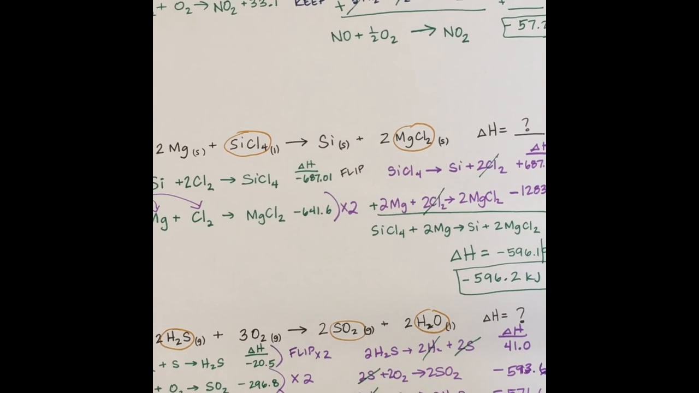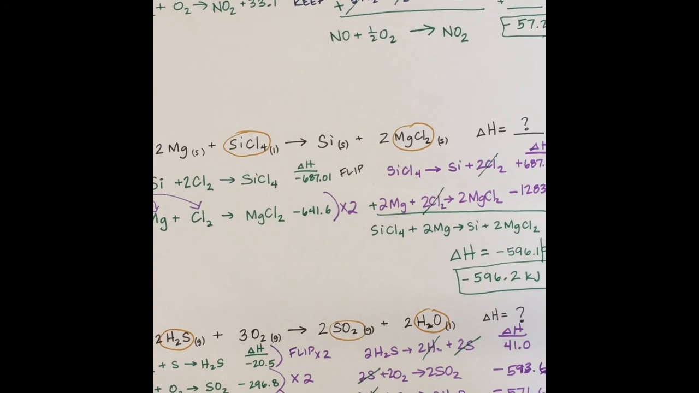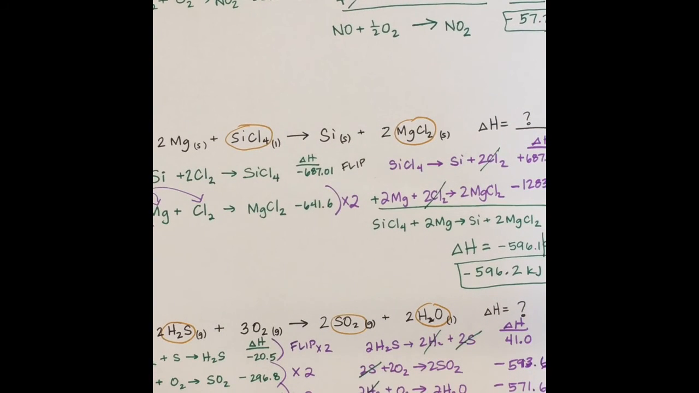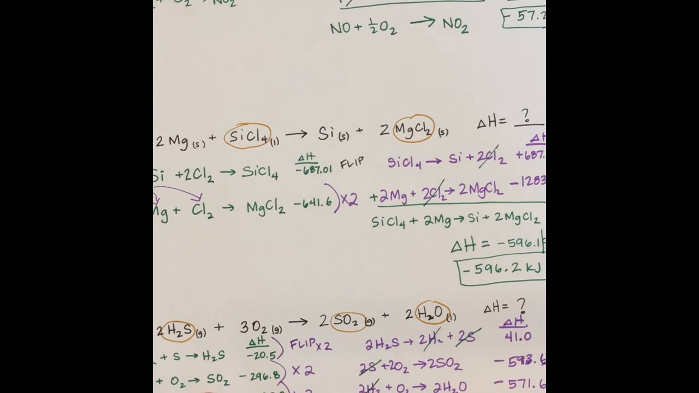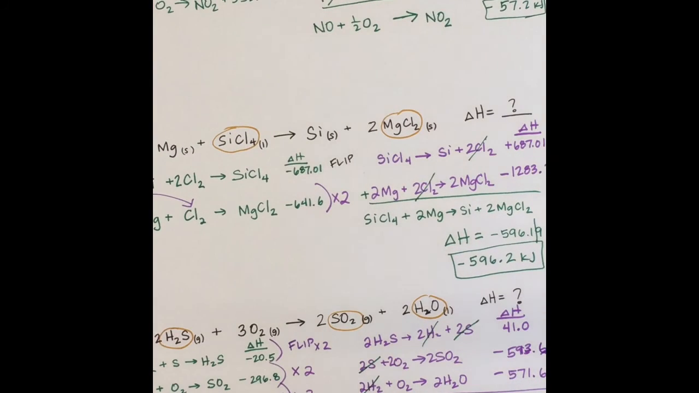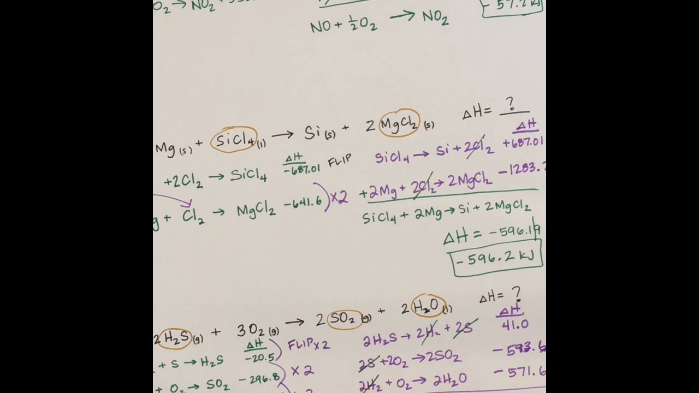O2, O2, and I got O2, O2s, but they're both on the same side of the equation, so those will add together. So nothing else will cancel. Now I'm going to add what's left. I have 2 H2S's plus 2 O2s plus a full O2 is 3 O2s, and it makes 2 SO2s plus 2 H2Os. Does that look like my desired reaction? Yes. So everything's good. Now I just add up the delta H's, and the answer is negative 1124.2 kilojoules.